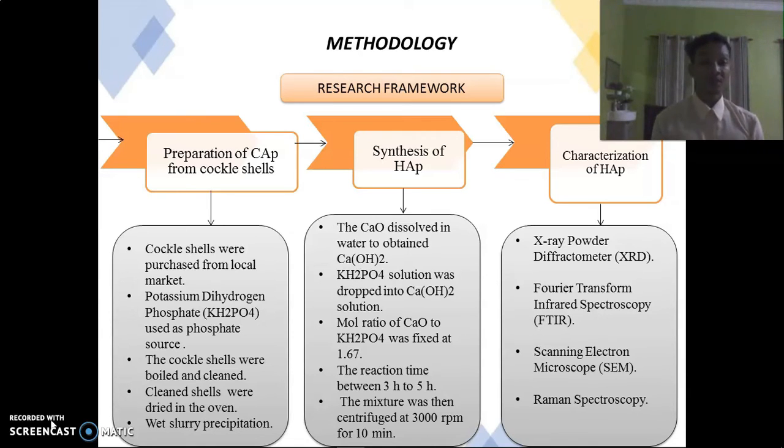For the last part of the research framework, characterization of hydroxyapatite. We have 4 techniques that we will use for the characterization of hydroxyapatite. The first is the X-ray powder diffractometer (XRD). Second, Fourier transform infrared spectroscopy (FTIR). And then the scanning electron microscope (SEM). And the last is Raman spectroscopy.